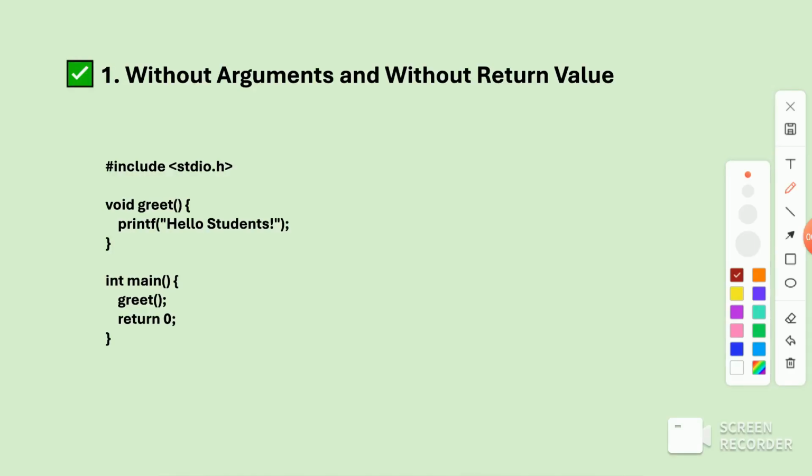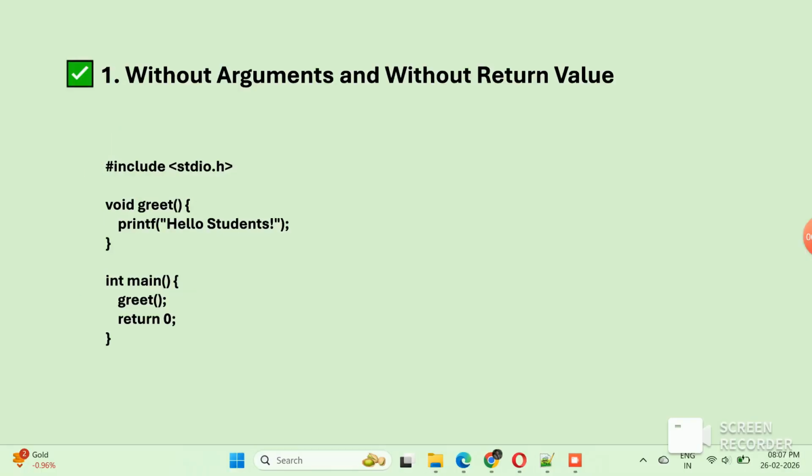First is without arguments and without return value. For example, #include <stdio.h> is the header file, and here the function name is greet. Inside it, printf hello students. That function is written here, and in main we call the greet function. When the program executes from the main function, it will execute greet and print hello student. This is without arguments and without a return value; it does not return any value.